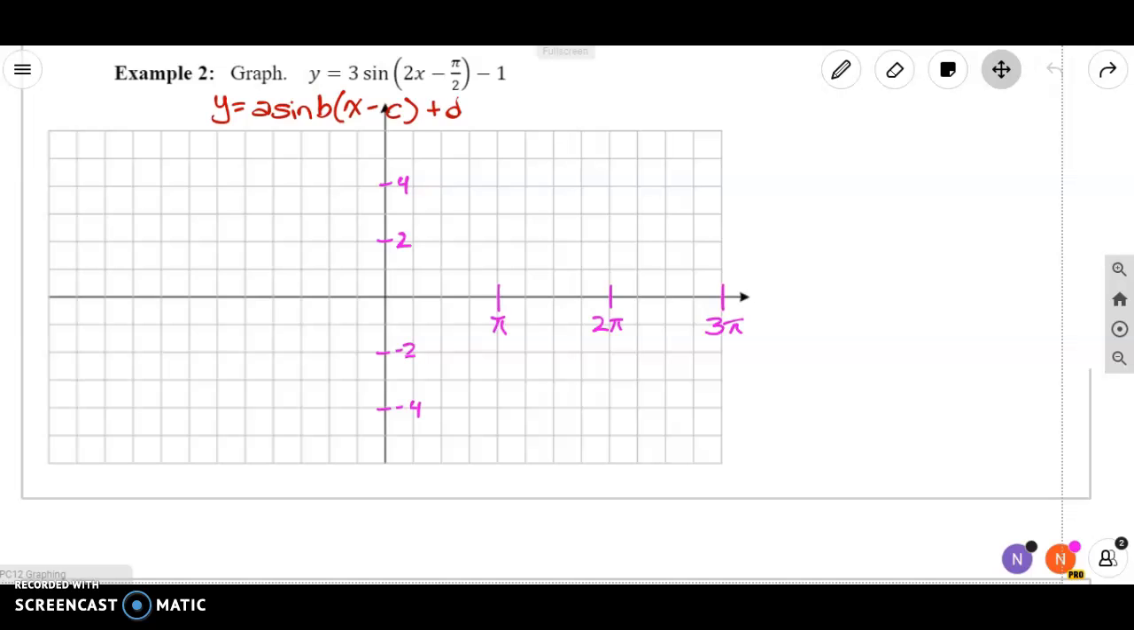Here's an example of a sine graph that has a phase shift and requires factoring. We have y equals 3 sine (2x minus pi over 2) minus 1. First things first, let's factor out our b values.